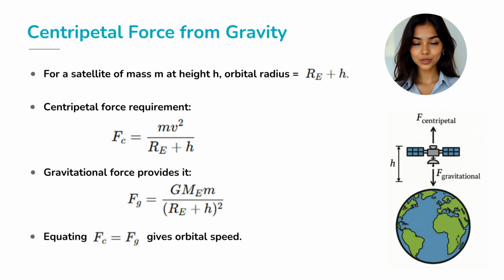But here there's no string. The pull comes from Earth's gravity itself, which is G M_e m divided by (r_e plus h) squared. Equating these two gives us the condition for orbital speed. Earth's gravity acts like an invisible string keeping satellites in orbit.